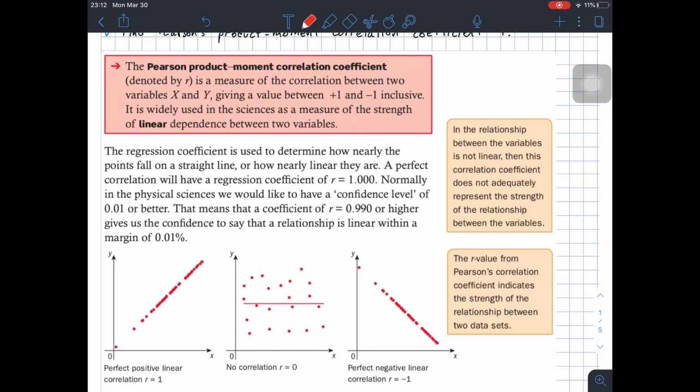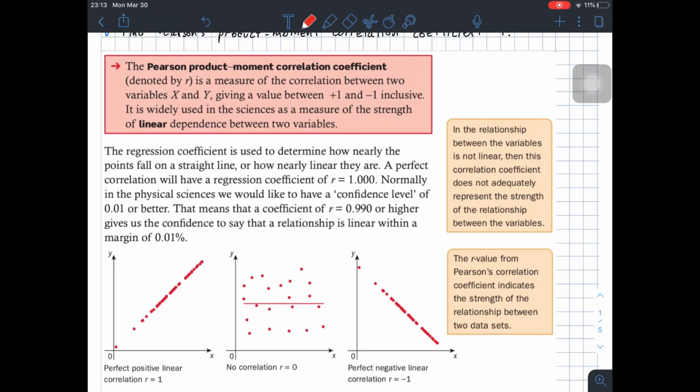So it says, the Pearson's product moment correlation coefficient, denoted by R, is a measure of the correlation between two variables x and y, giving a value between +1 and -1 inclusive. That means that 1 and -1 are included in the interval. It is widely used in the sciences as a measure of the strength of linear dependence between two variables.